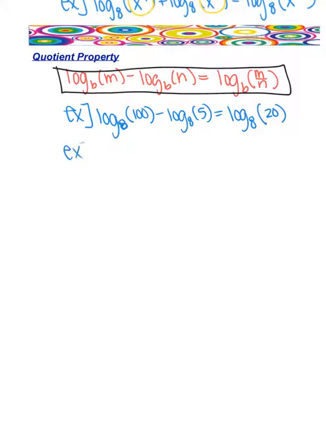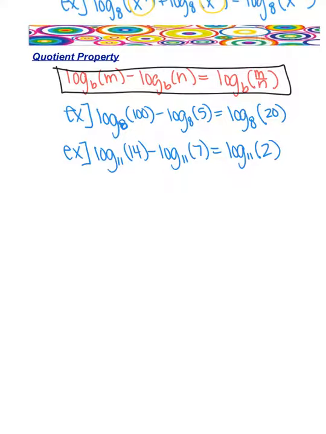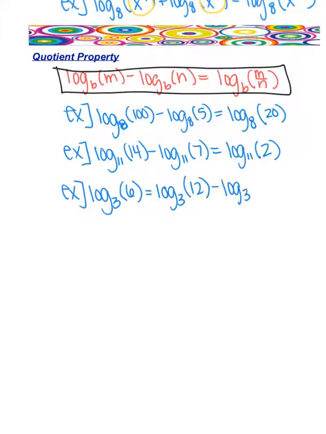Let's do another example. Let's say I had log base 11 of 14 minus log base 11 of 7. Well, I could clean that up to be log base 11 of 2. I could also go the other direction. Let's say I had something like log base 3 of 6. Well, I can expand it out. Say, well, that's log base 3 of 12 minus log base 3 of 2, because 12 divided by 2 is 6.